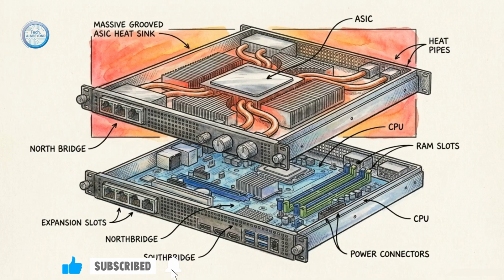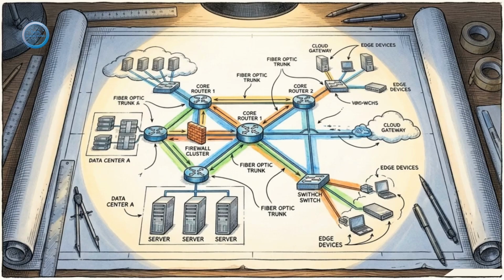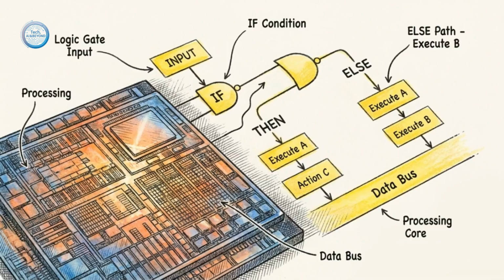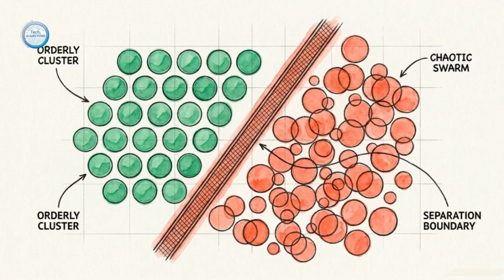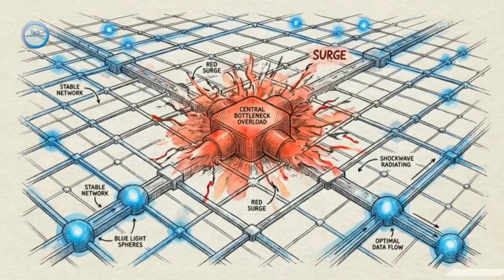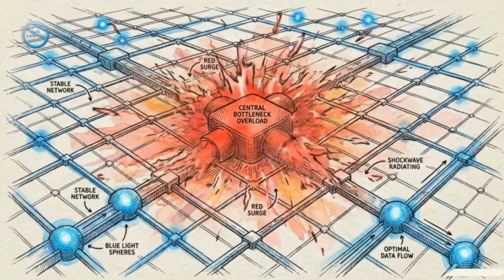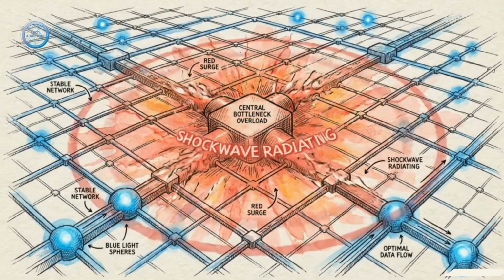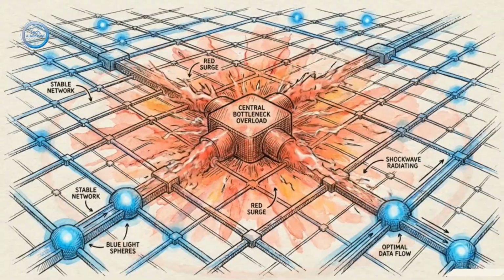One board is dominated by a massive application-specific integrated circuit, or ASIC heatsink. The other relies on a traditional CPU and RAM motherboard layout. To understand exactly where and why network architects deploy each of these devices, we must dissect their operational logic, analyze how they manage traffic boundaries, and test their physical hardware limits. Misunderstanding these core hardware constraints determines whether an enterprise network scales gracefully or collapses under its own traffic.